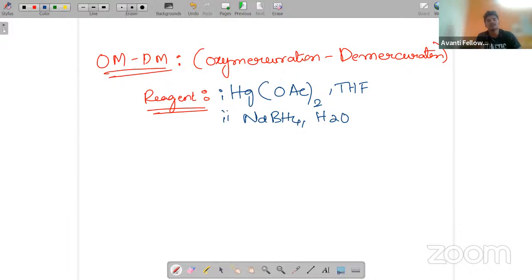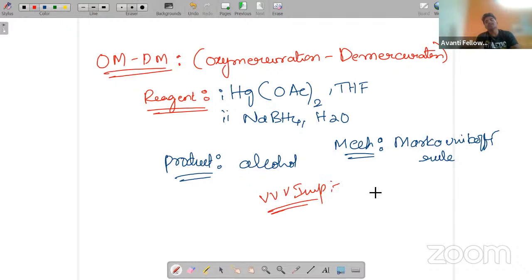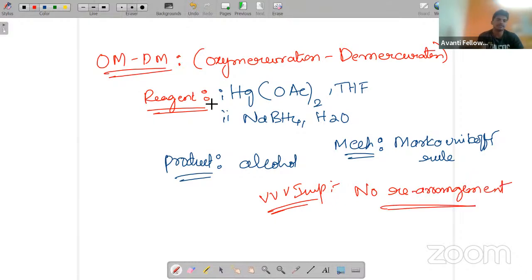And what is the product you are going to get? The product will be alcohol. But what mechanism will it undergo? It will undergo Markovnikov's rule. Okay, so does rearrangement take place or not? Very most important: no rearrangement takes place in oxymercuration and demercuration. No rearrangement will take place. I hope you guys understand this one, right?